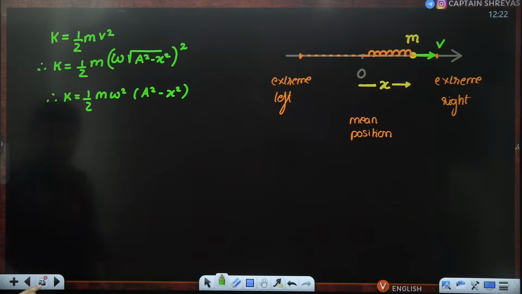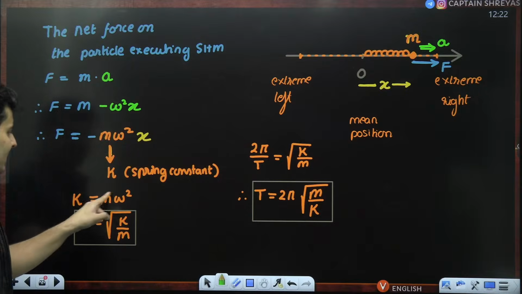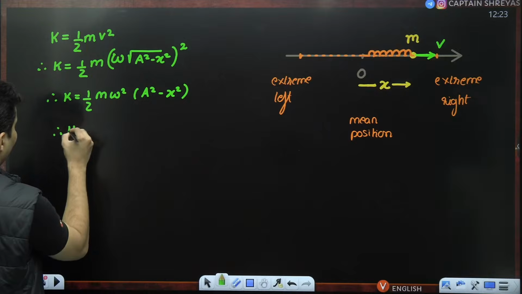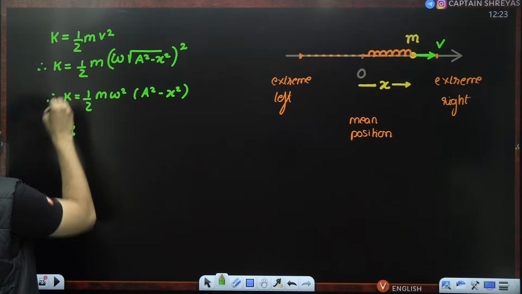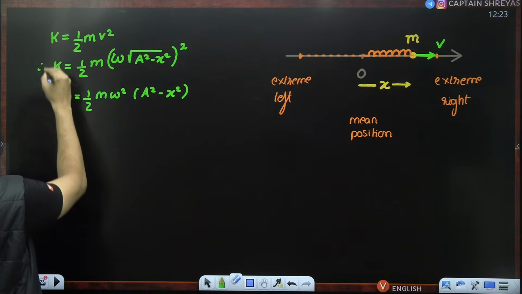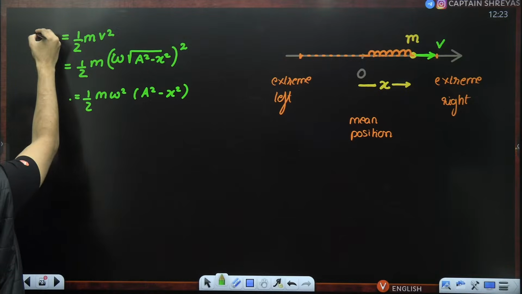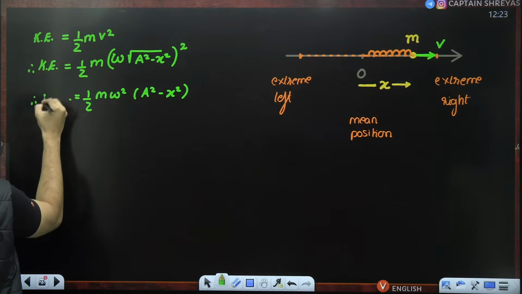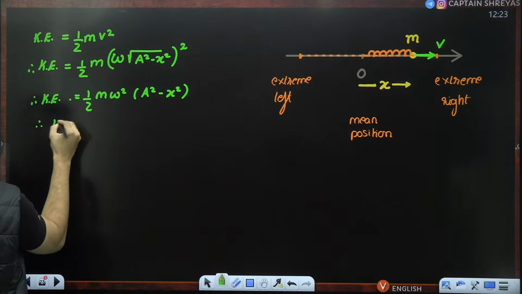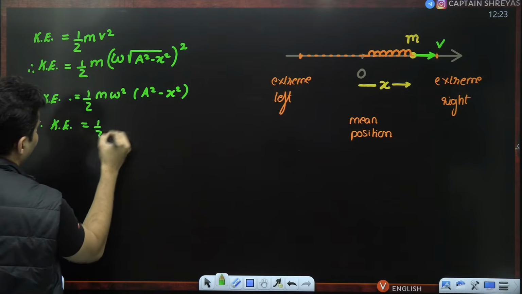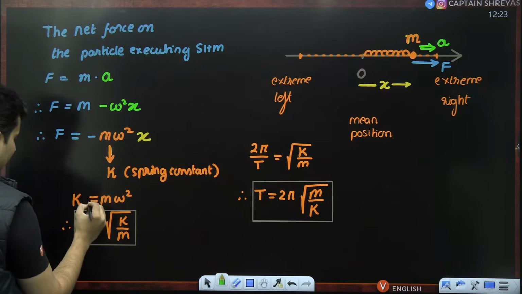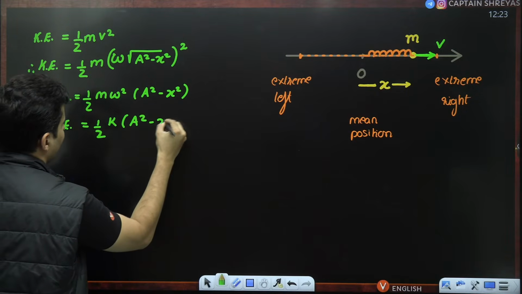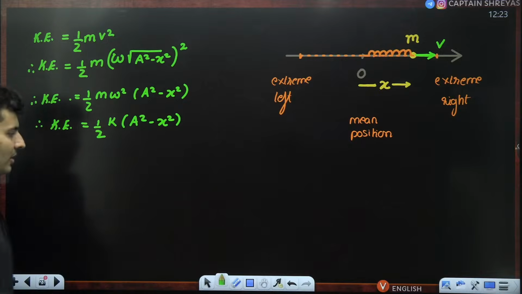But wait a minute, m omega square. I think I know what m omega square is. M times omega square is k. But don't get confused with this K, that is kinetic energy. So maybe I will use a different symbol over here just to avoid the confusion. We are talking about kinetic energy over here. It will be half, instead of m omega square, I will use spring constant k, and this will be a square minus x square. Perfect. So that is your kinetic energy.